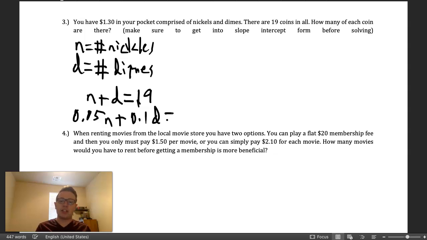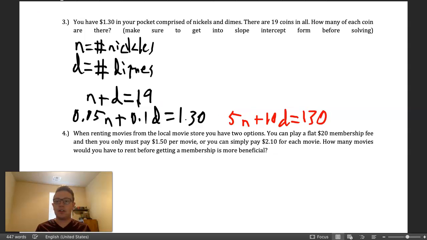And altogether, how much do we have? We have $1.30. Now you could also write the second equation as 5n plus 10d is equal to 130. That's just making it so that we're in cents instead of dollars. However, you do have to be consistent between the two. You do need one or the other to be the same.